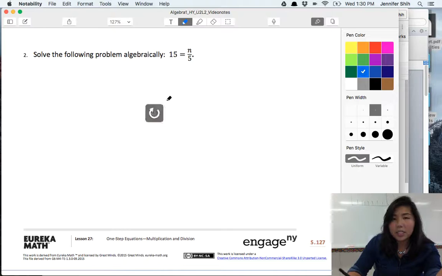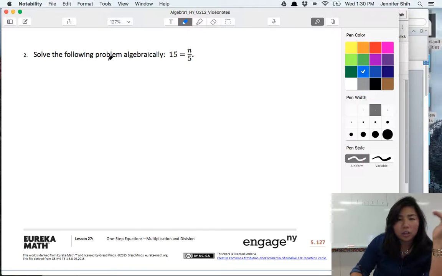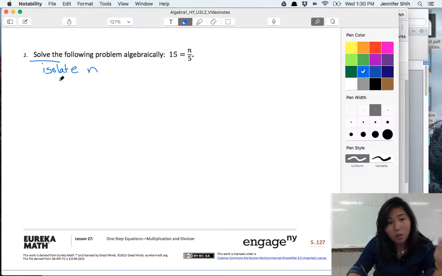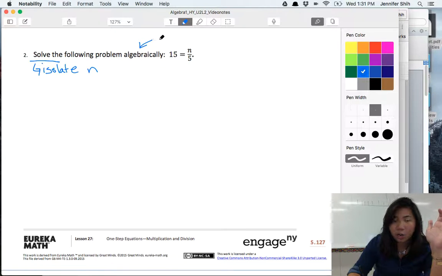The next problem is to solve the problem algebraically. So using your good reading strategies, you know to identify words that mean action words. So this says solve. So this means we're going to isolate N. If you want to pause the video to write down the problem, because I'm annotating this, so you may want to do that as well. So under solve, you know that's going to translate to isolate the variable. Algebraically means no tape diagrams, use inverse operations.